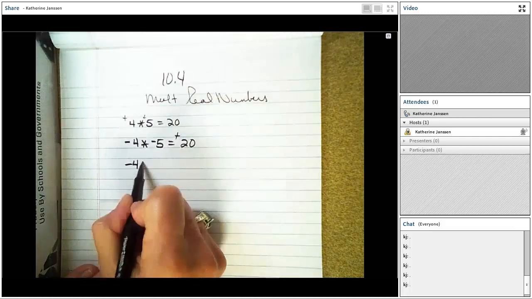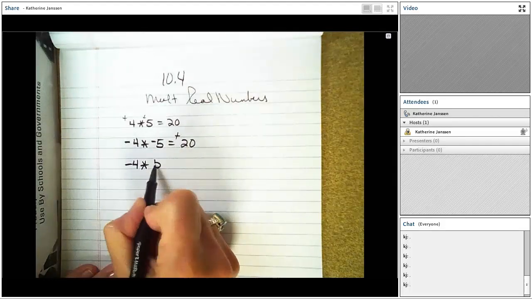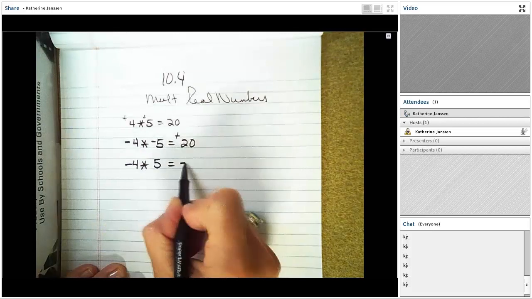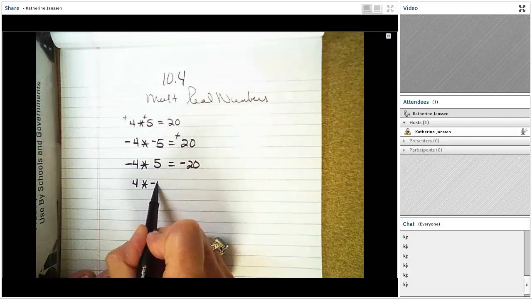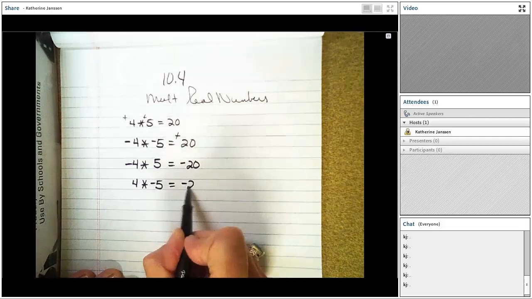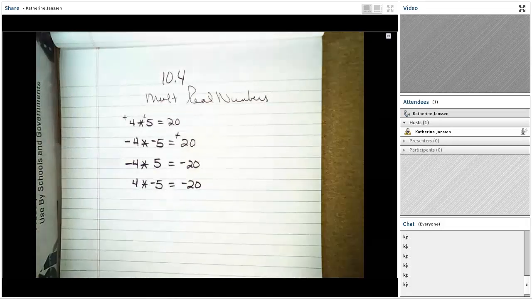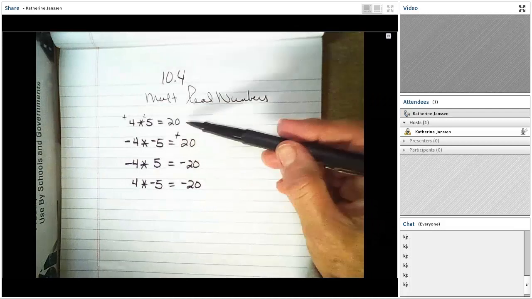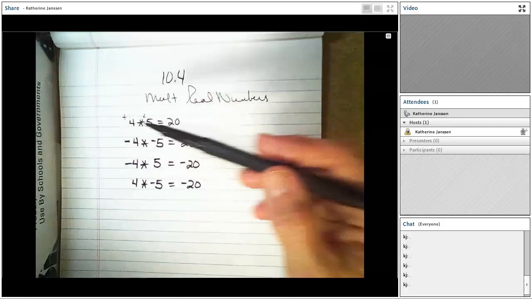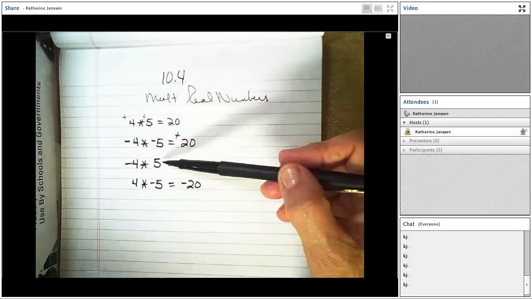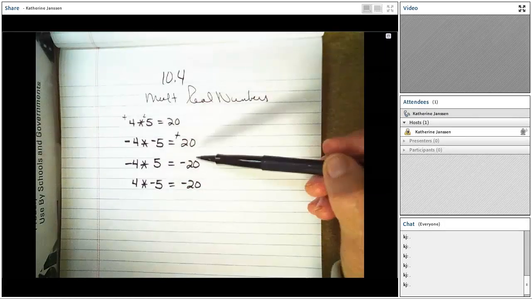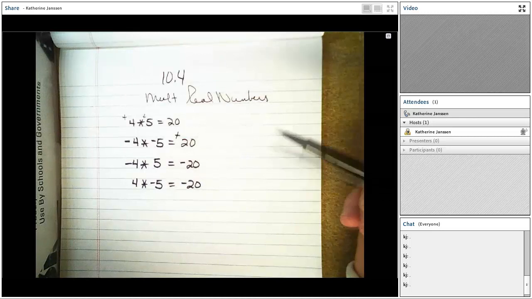And a negative 4 times a positive 5 is going to be a negative 20. Or a positive 4 times a negative 5 will be a negative 20. So a positive times a positive is going to be positive. A negative times a negative is going to be positive. A negative times a positive is going to be negative. And a positive times a negative is going to be negative.